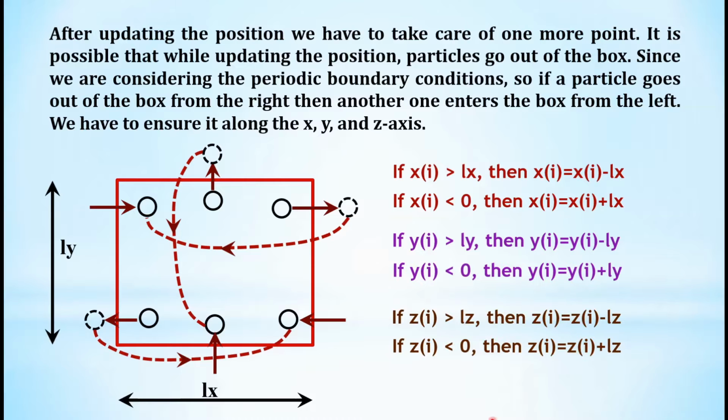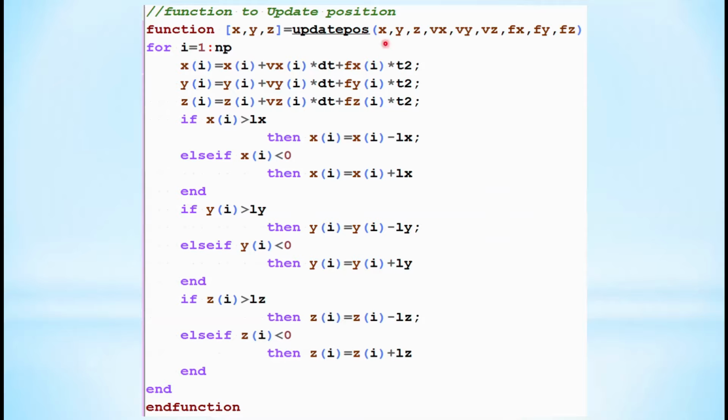So this we have to ensure while updating the positions. This is the code to update the position. X, y, z are the positions that we get at the output of this function. The name of the function is update pos. Then the inputs are x, y, z because we need to give the previous values of the positions, vx, vy, vz, velocity components and fx, fy, fz components of the forces.